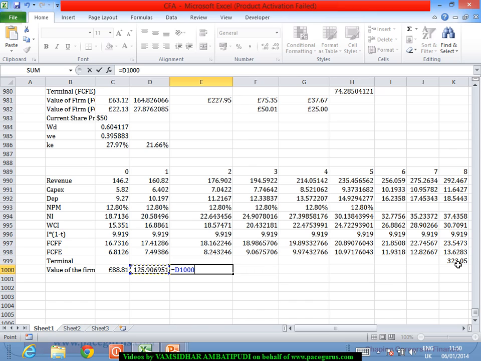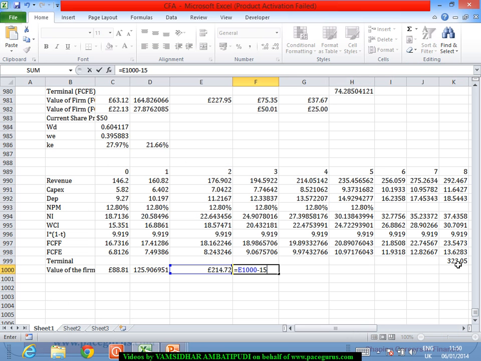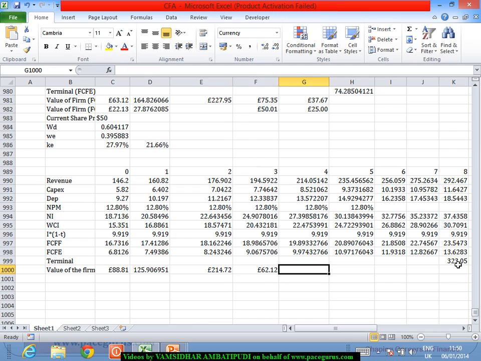So when I am finding out the total value of the firm, it is going to be 214. Out of this, I subtract the value of debt, which is 152.6 million, to give me value of equity, and then divide this by the total number of shares, 2 million, saying that the value of equity per share in this case is around 31.06.